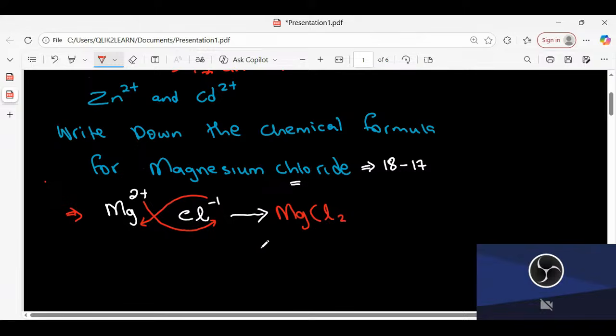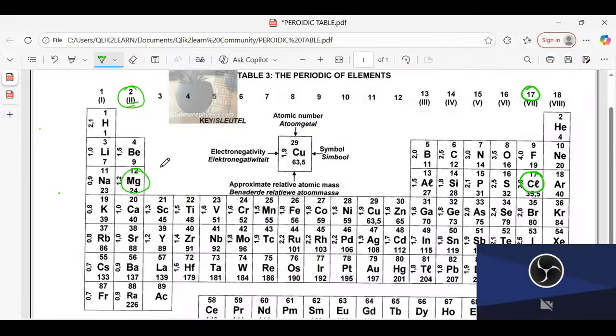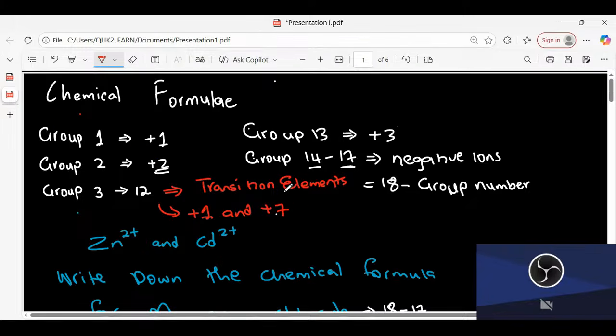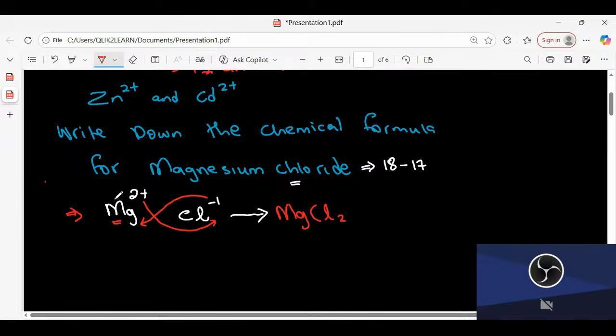First, they said write down the chemical formula for what? Magnesium chloride. What is magnesium? It's Mg. Then we're going to check on the periodic table. This is my Mg. It's on group 2. We can see that. Then since it's on group 2, how are elements on group 2 charged? They are plus 2. So on top, we're going to put 2 plus. I hope everyone understands that part.